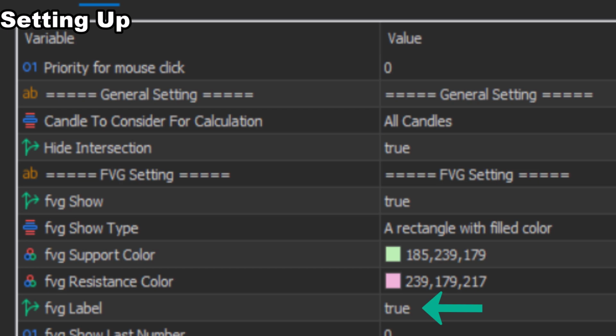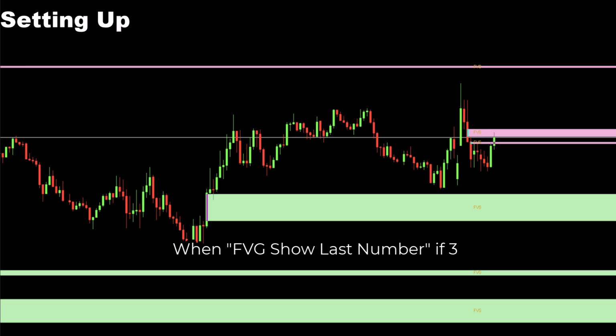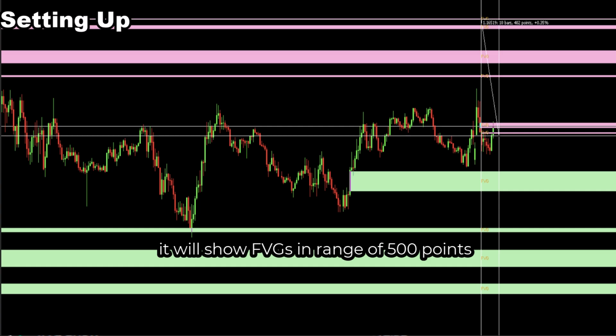Another input lets you display labels on FVG levels, helping you easily identify them when multiple indicators are on your chart. Then you have an input to show only the most recently detected FVGs. For example, setting it to 3 will show 3 FVGs in each direction, 3 support and 3 resistance levels. The last input in this section is a filter that limits the display to FVGs within a maximum number of points from the last closed candle. For example, if you set it to 500, it will only show FVG levels less than 500 points away.